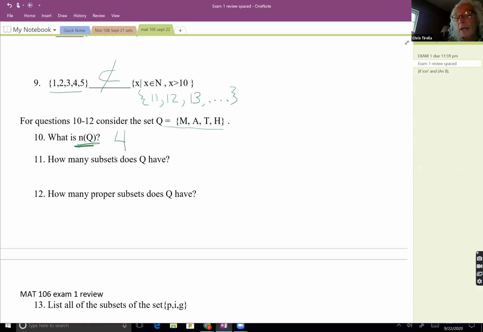Then the next question asks, how many subsets does that set have? Can anybody remember the formula for the number of subsets? 2 to the cardinality. So it wouldn't be 2 to the second, but rather 2 to the 4th. Right idea, just be careful. And so that would give me, I believe, 16. And if it has 16 subsets, how many of those subsets are proper? 15. Proper subsets is always one less because we exclude the entire set itself. How's that one?